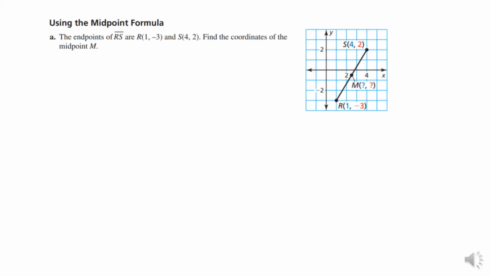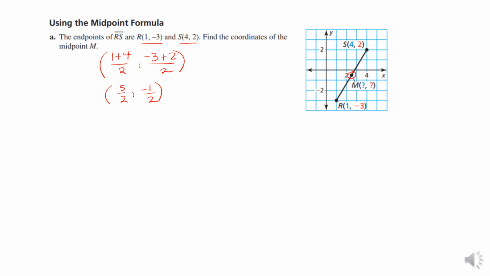Okay, so we're going to find the midpoint of RS. So we've got these two sets of coordinates, and we're going to use our formula. So we're going to take our two x's, 1 plus 4, and we're going to divide them by 2. Then we're going to take our two y's, -3 plus 2, and divide them by 2. We're going to simplify. 1 plus 4 is 5 over 2, and then -3 plus 2 is -1 over 2. And that is our midpoint. So if you look at it, go over 2.5, and down 1/2. So there's our midpoint, and you can see it's accurate.